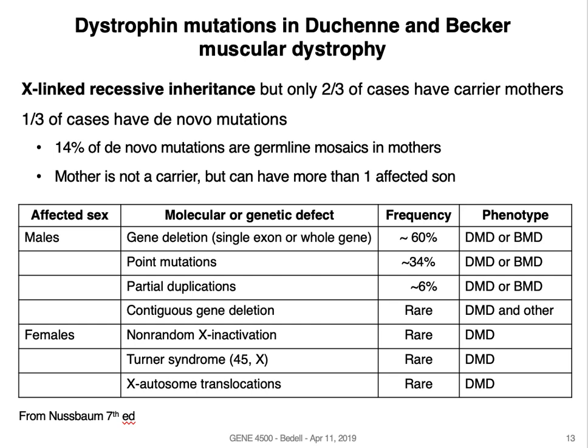But this is what clued them in on what was going on with these manifesting carriers. Some cells are completely devoid, just like the DMD, constitutive DMD. Other cells have some dystrophin protein. They have some symptoms, but they're typically not very severe.